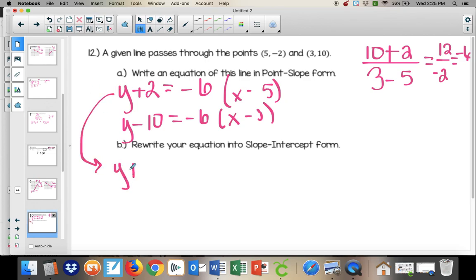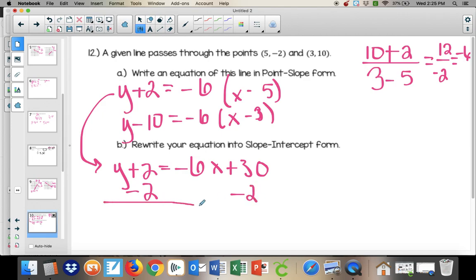So if I have y plus 2 equals, I'm going to distribute this out. So negative 6x, this is a 3 here, plus 30. And then I'm going to take away 2. So you get y equals negative 6x plus 28. So that's your answer there. If you think about it, negative 6 times negative 3 gives me 18. And 18 plus 10 also gives me 28. So you get the same answer.